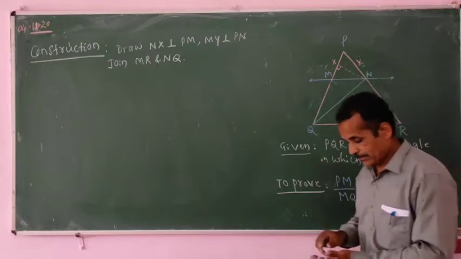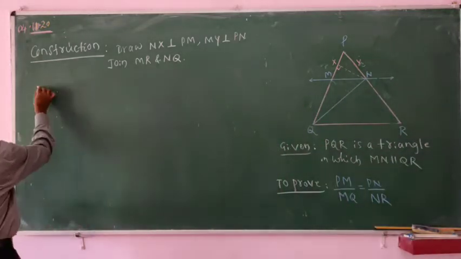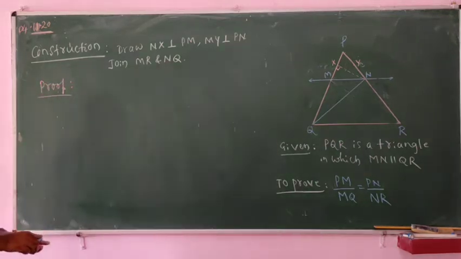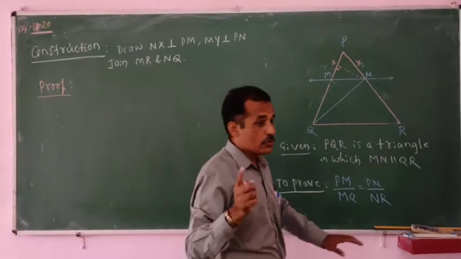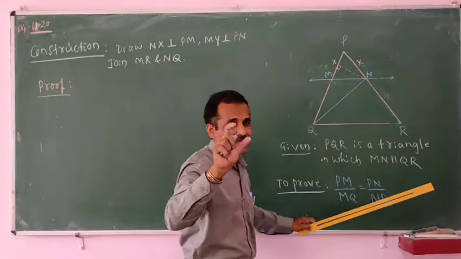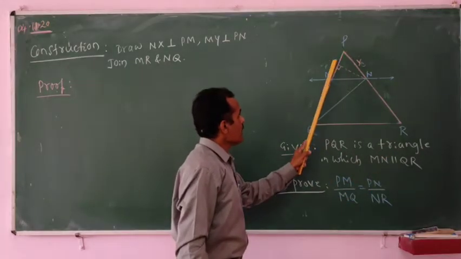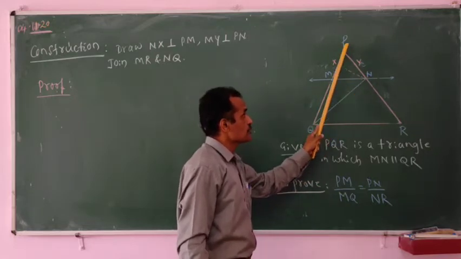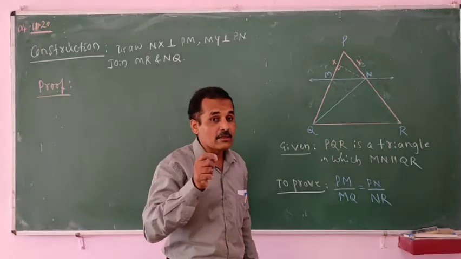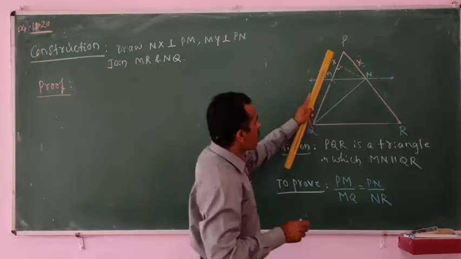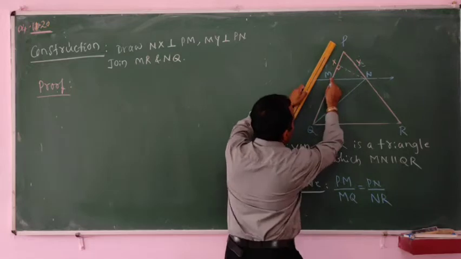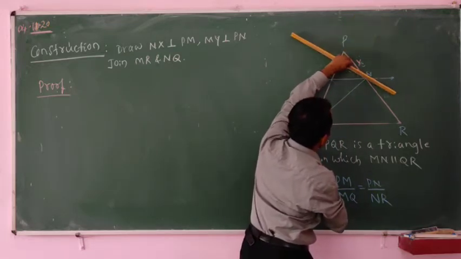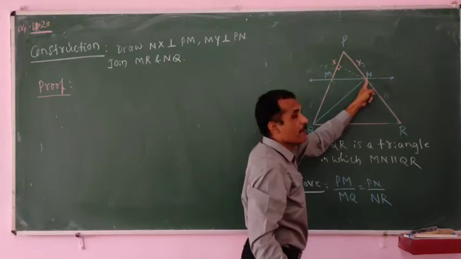Okay. Now how I will start? Now the proof will start. How to prove it? Which triangle I will show you? Just focus on that triangle. Okay, students. PMN is the first triangle. My dear children, can I say for this triangle, this is the base and this is the height for triangle PMN?